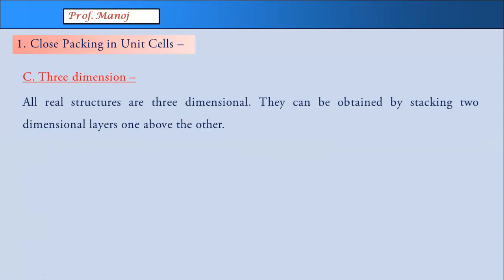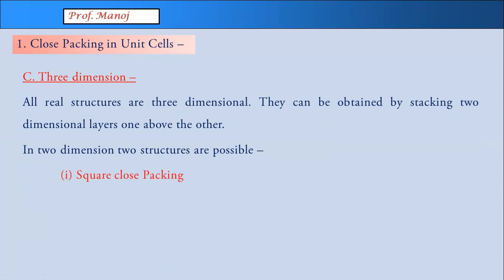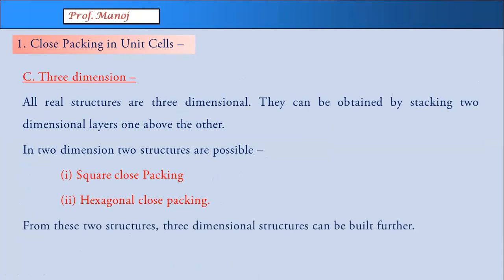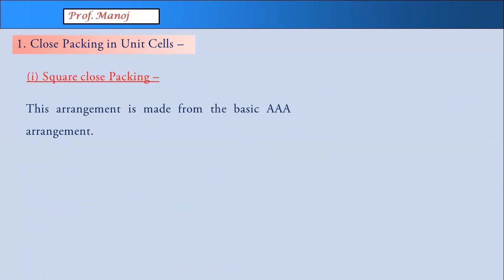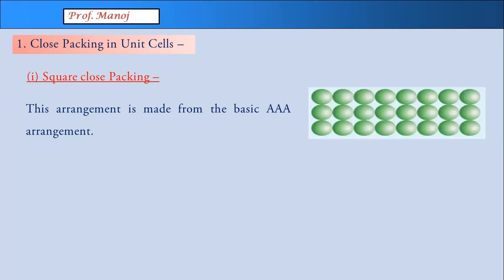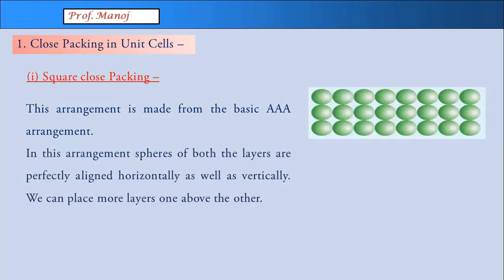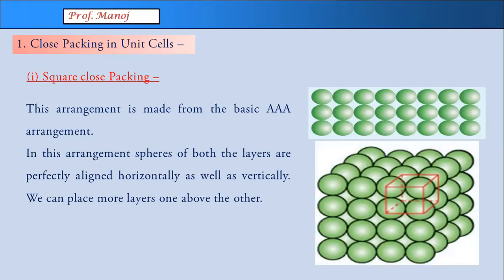Now in 3-dimensional, real structures of course are 3-dimensional, and 2-dimension only is extended further to give a 3-dimension. There are 2 3-dimensional things possible. Number one, square close packing, and hexagonal, the one which we saw right now. So these two things can be obtained in following ways. Number one, square close packing. This is obtained by just extending the AAA arrangement. So this was our AAA arrangement. And now just roll this further in all the directions, somewhat like this.